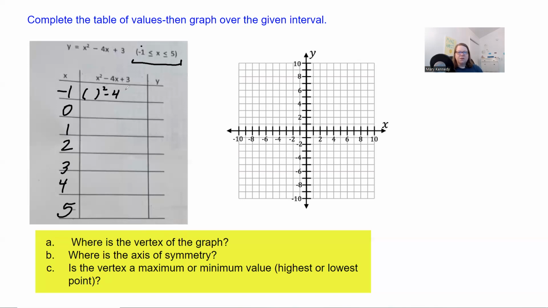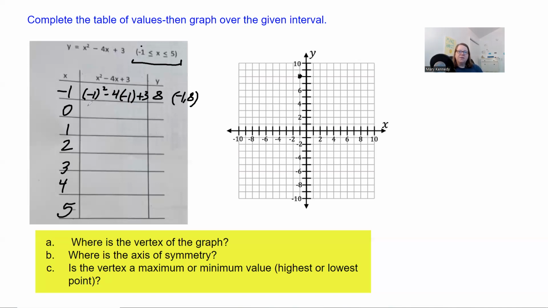So I'm actually just doing this over and over again. So x squared minus 4x plus 3, I'm substituting in a -1 where the x's were. So -1 squared is 1. -4 times -1 is +4. So 1 plus 4 is 5, plus 3 is 8. So -1, 8 is going to be a point on this graph. -1, 8 would be right there.